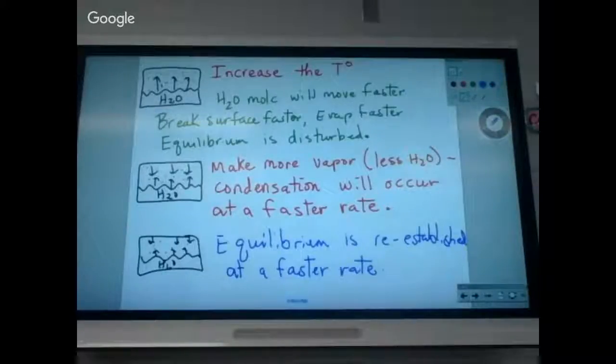Alright, so if we lower the temperature, what's gonna happen to the water? It's gonna move slower. So what will happen to the evaporation rate? It'll slow down. So what will happen to our amount of vapor? There'll be less vapor. So what happens to our amount of water? It'll increase. Alright, so what happens to our rate of equilibrium? It'll be slower.